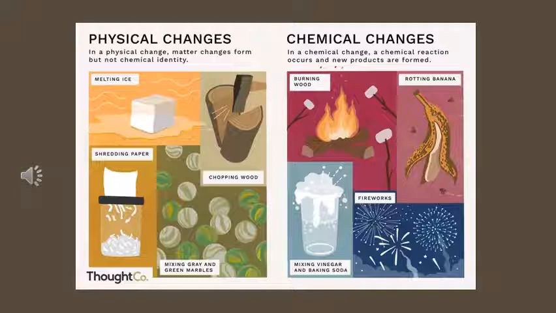And fireworks, once you light the match or light the fuse on a firework, there's no going back. You can't send a firework up in the sky and then put it all back in the tube and do it all over again. It's a chemical reaction inside of there that causes all the colors and sparks.